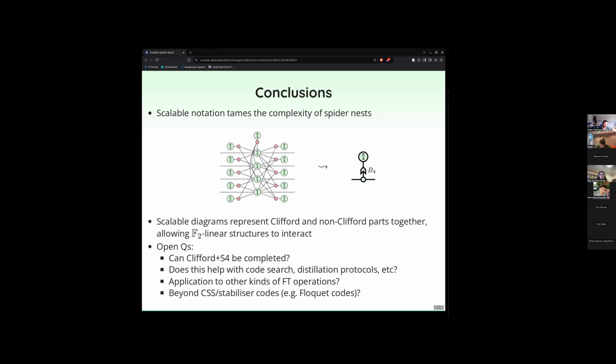Another question is, does this help with searching for new codes, coming up with new distillation protocols, new implementations of fault-tolerant gates? Can we apply this to other kinds of fault-tolerant operations, not just transversal unitaries, but thinking about projective stuff? And also thinking about, recently we've been thinking a lot about things which are not even just stabilizer codes, like Floquet codes, where the stabilizer group is changing all the time. And where does this encoder picture live? And can we use scalable notation to our advantage in those kinds of situations? I think that is an interesting question as well.